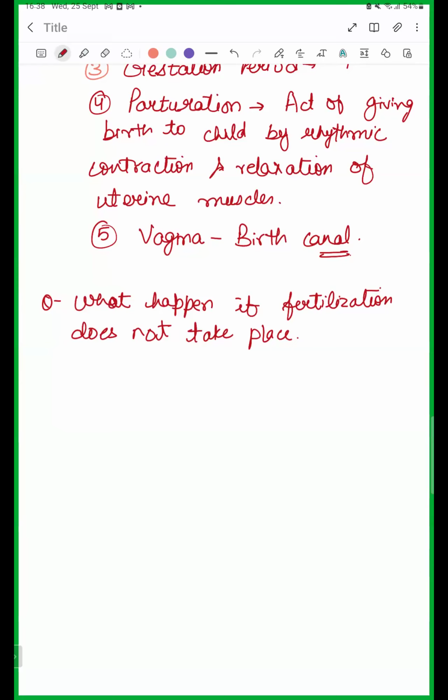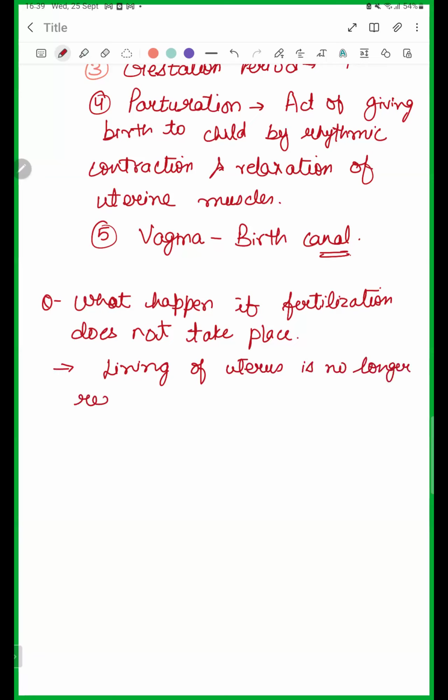And this cycle continues every month. Since the egg is released every month, this cycle is continued every month. So this process is called menstruation. And since it is repeated as a cycle, it is called the menstrual cycle. Okay, so what happens when fertilization does not take place? When fertilization does not take place, the thick lining of the uterus is no longer required.